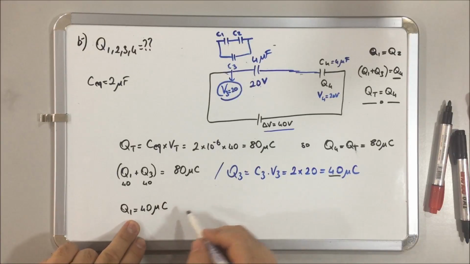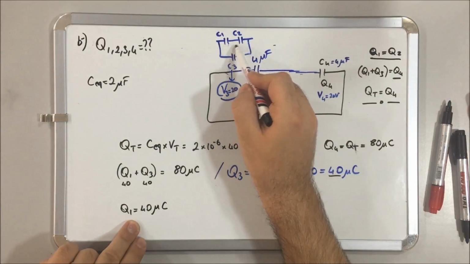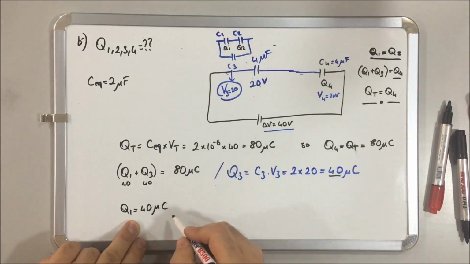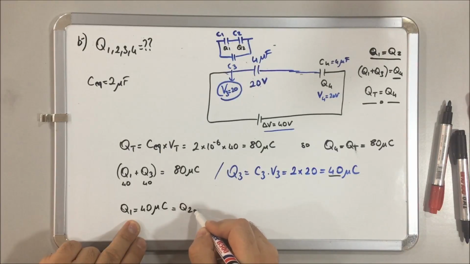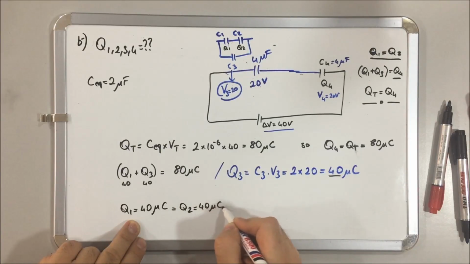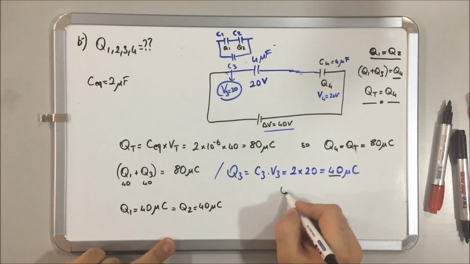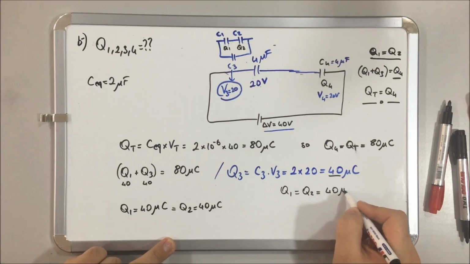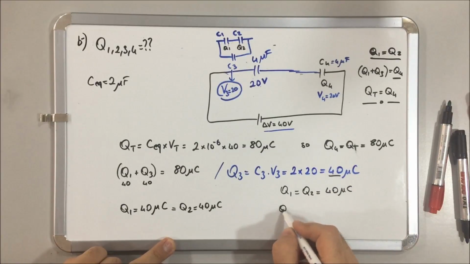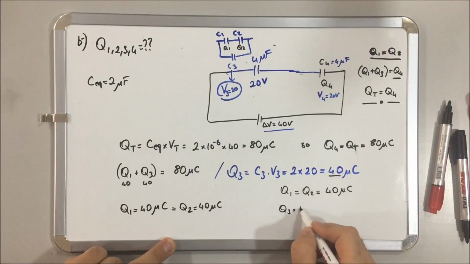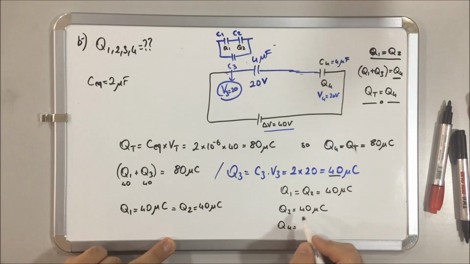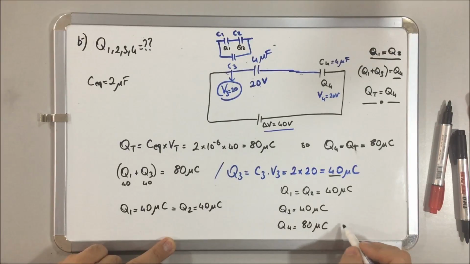And I know Q1 and Q2, they are series to each other, so Q1 must be equal to Q2, so Q2 will be also 40 microcoulomb. So Q1 is equals to Q2, they are equals to 40 microcoulomb. Q3 is equals to 40 microcoulomb, and Q4 is equals to 80 microcoulomb.